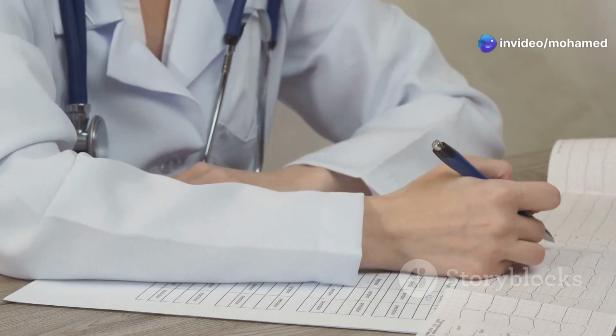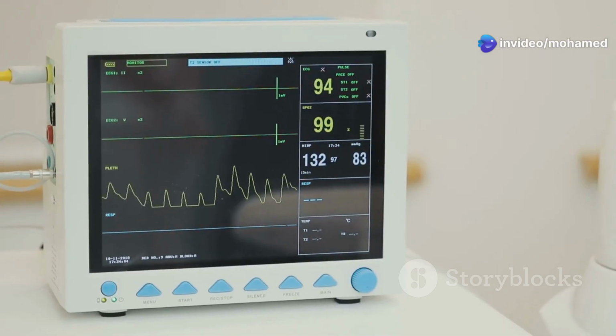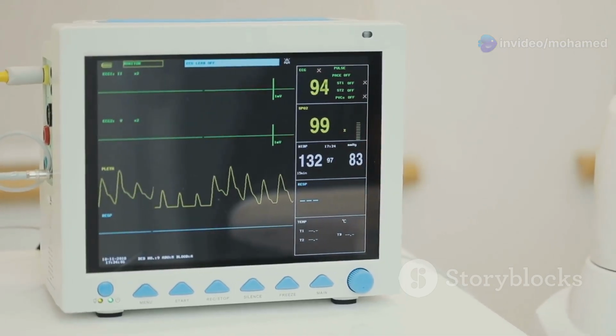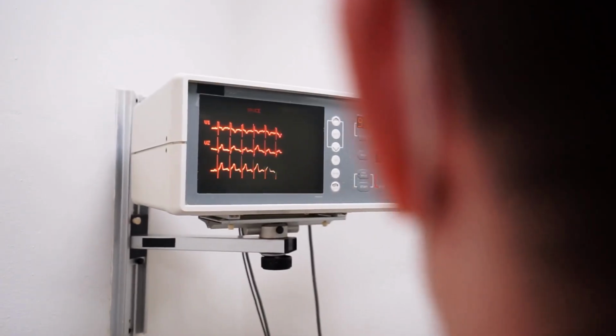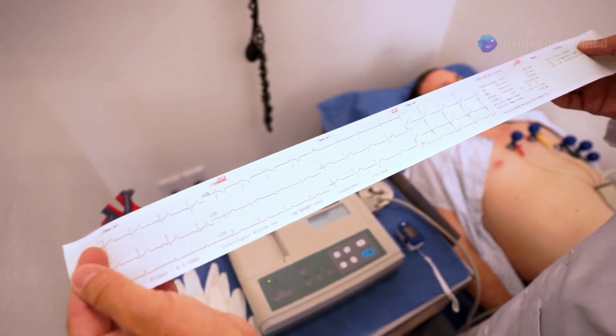ECGs are used to diagnose various heart conditions. These conditions can include arrhythmias, heart attacks, and heart blocks. For medical students, understanding ECGs is crucial. It's like learning a new language. It allows us to hear what the heart is saying.